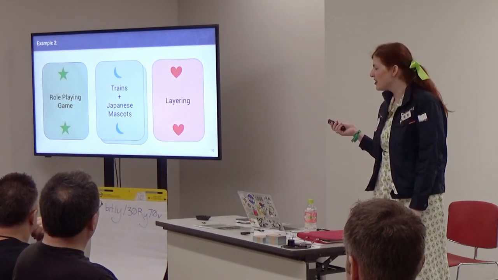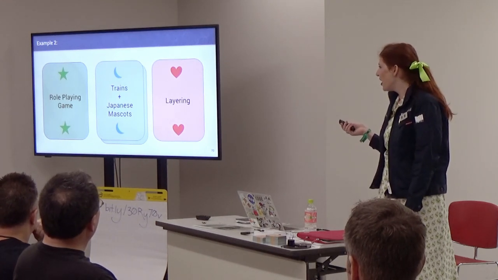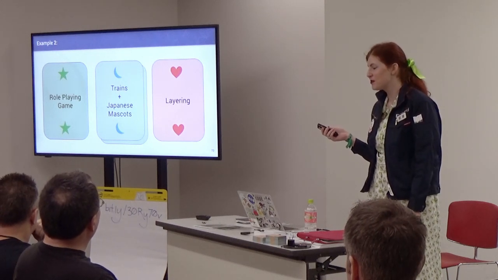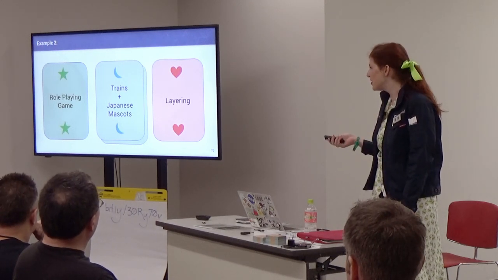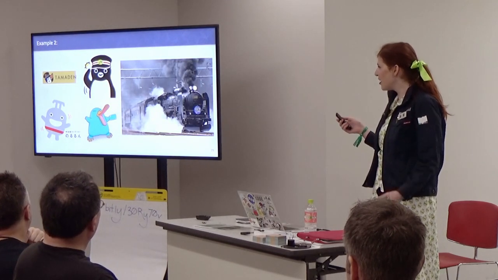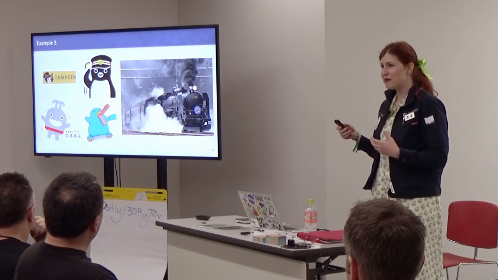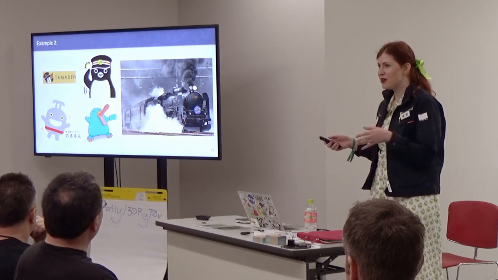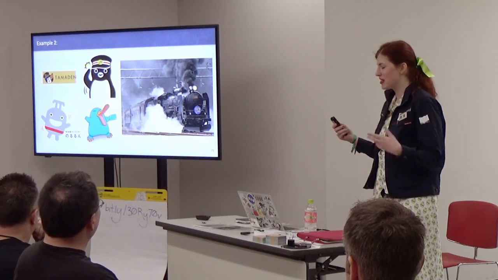Another example here, let's take a role-playing game, and we pick trains and Japanese mascots, and we're using layering of smart contracts. So perhaps I decide to use ERC-721 collectibles and layer them together to build a Japanese rail network featuring cute mascots and wonderful trains and try to entice people to come ride my railway.